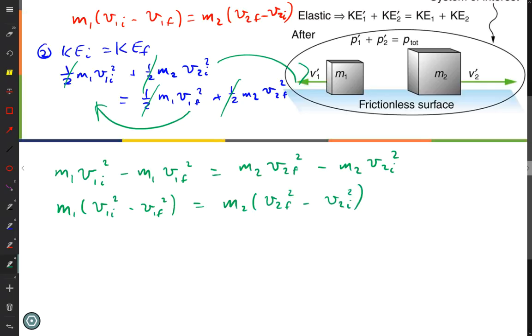And I imagine people are still looking at this and saying, I don't see that you've really simplified it. It still looks like it's going to be a doozy. Well, we do one more step before you can see the benefit. We're going to complete the square. Not really. We're going to take this and break the V1 initial squared minus V1 final squared up into two things: V1 initial minus V1 final times V1 initial plus V1 final.